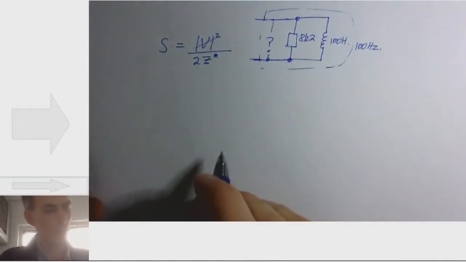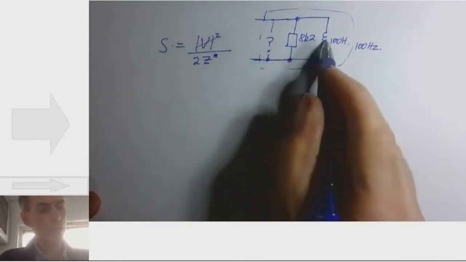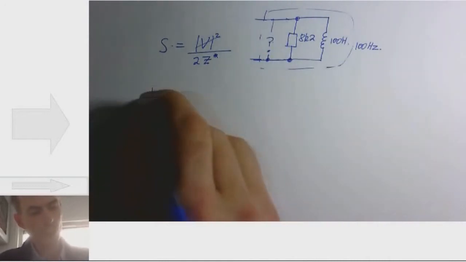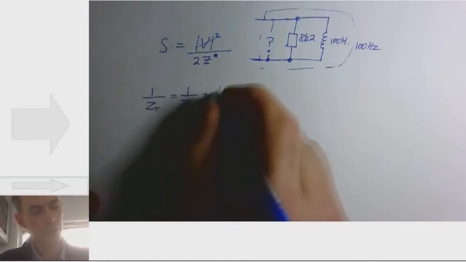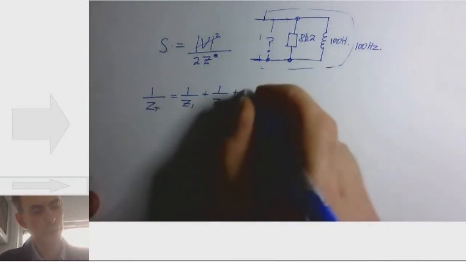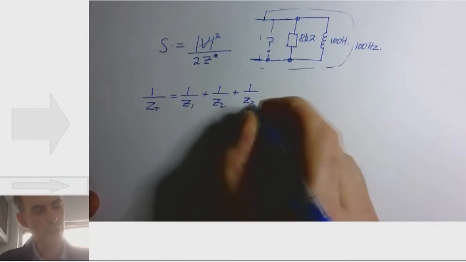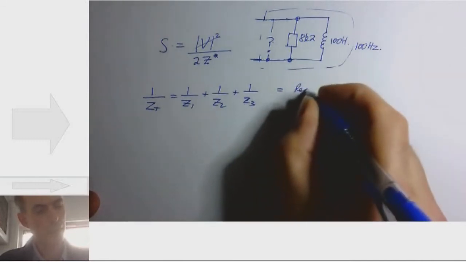How do you do that? Well, standard formula for 3 impedances in parallel. 1 over the total impedance is 1 over the first impedance plus 1 over the second impedance plus 1 over the third impedance, and we want this to be completely real.